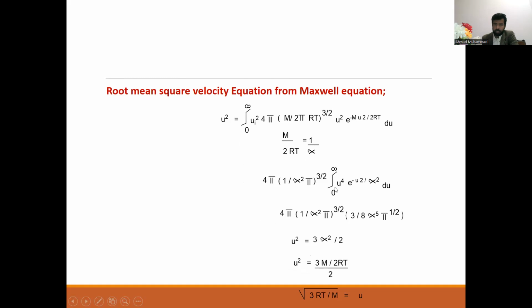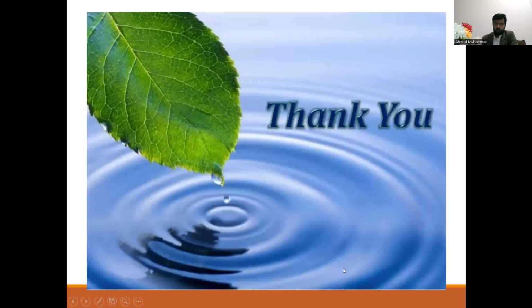Then we integrate and make a relation. The integration of u to the power 4 times e to the power minus u square over alpha square du is equal to 3 by 8 alpha to the power 5 times pi to the power 1 by 2. Then we simplify this equation and get the final relation, which is u is equal to the square root of 3RT over M, which is the root mean square velocity of a gas molecule.